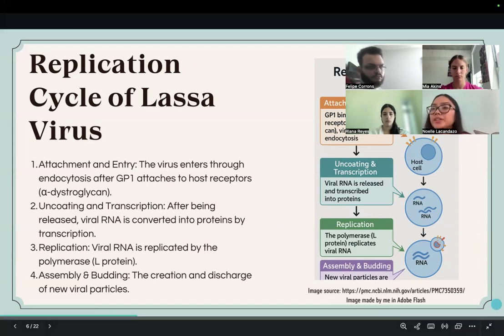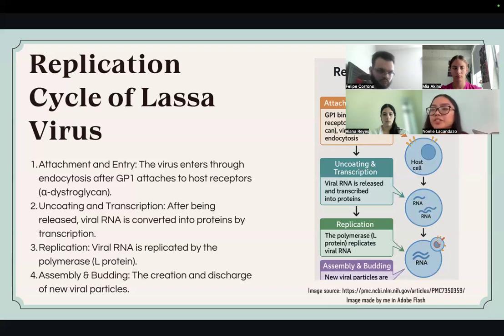So in all, the Lassa virus replicates in multiple steps. It enters by binding to the host receptors through GP1. The L protein within the virion transcribes and replicates the viral RNA. Ultimately, the fresh virus particles come together and leave the host cell to spread to neighboring cells.